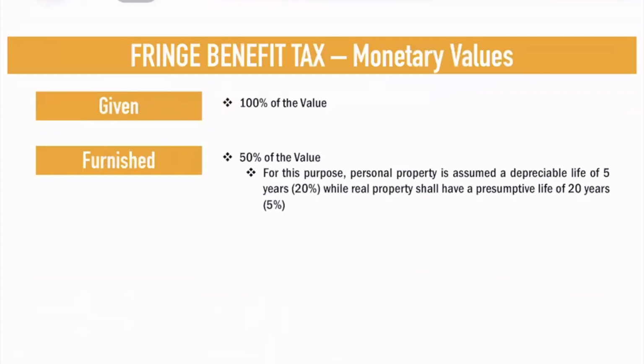Because earlier we said your fringe benefit is any benefit given or furnished to an employee. Whenever we say given, it is already transferred, while furnished is only for use. If it is already given, then 100% of the value. So for example, if a house and lot is given to an employee, if the value is 4 million, then you tax 4 million at 100%. But if it's furnished, it is only 50% of the value. And for this purpose, personal property is assumed depreciable for 5 years, 20%, while real property shall have a presumptive life of 20 years or 5%.